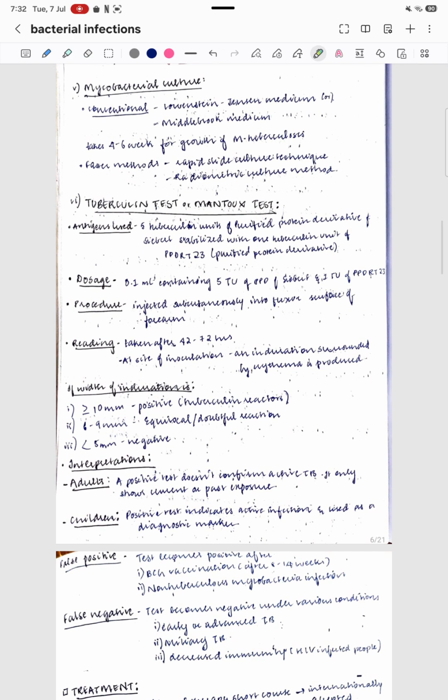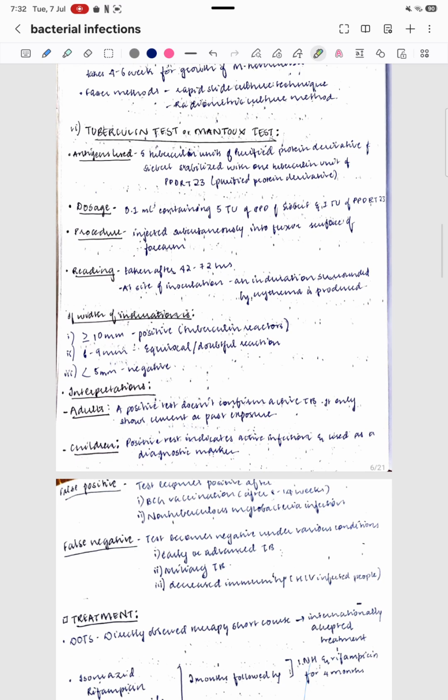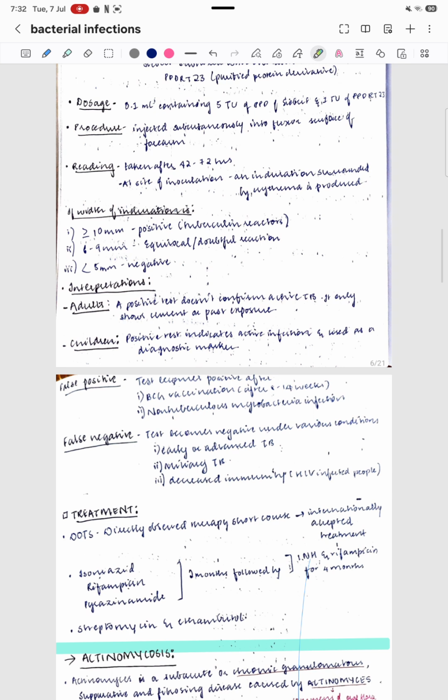Okay, now the reading is taken. Basically we take a tuberculin shot, which is 0.1 ml, and the reading is recorded after 48 to 72 hours. And then the interpretation of this test could be positive. The test does not confirm it is surely TB. We have to do other tests as well, and there could be false positives and false negatives as well.